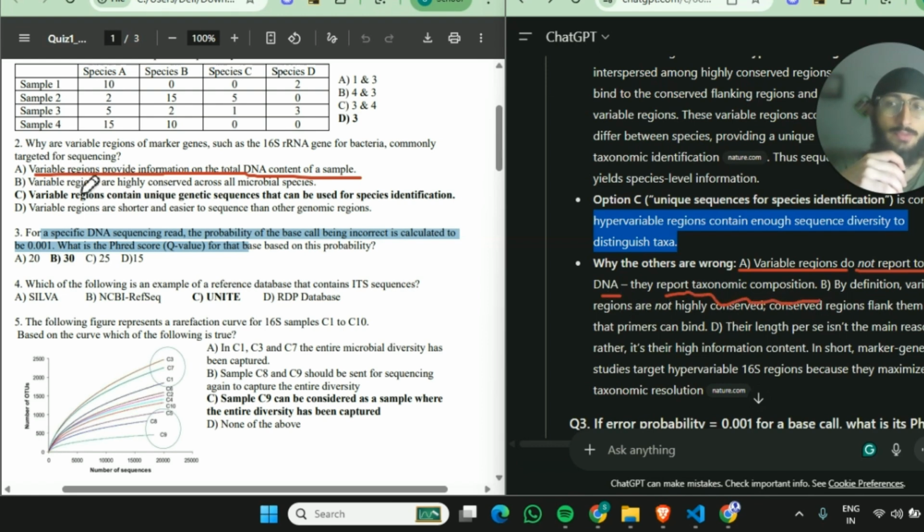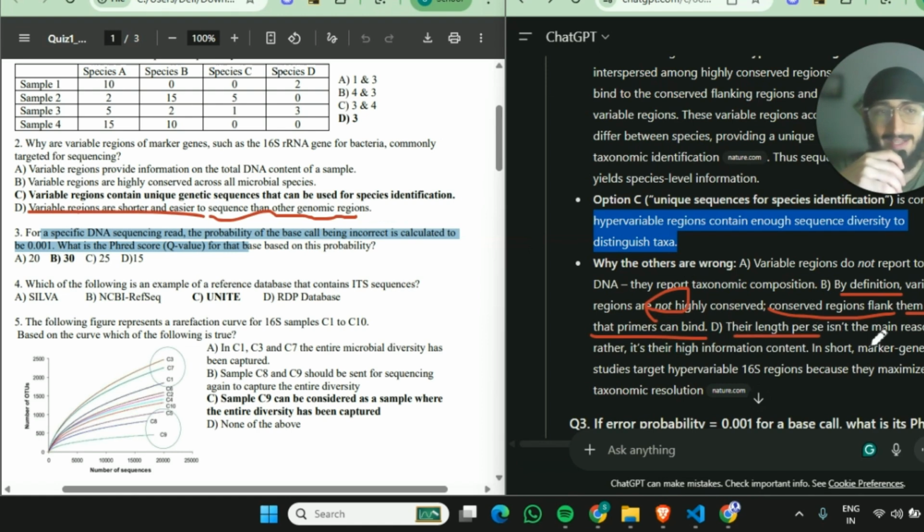Variable regions, option B says variable regions are highly conserved across all microbial species. By definition, variable regions are not highly conserved. Conserved regions flank them so that primers can bind. And D says variable regions are shorter and easier to sequence than other genomic regions. Their length per se isn't the main reason, rather it's their high information content. In short, marker gene studies target hypervariable 16S regions because they maximize taxonomic resolution.